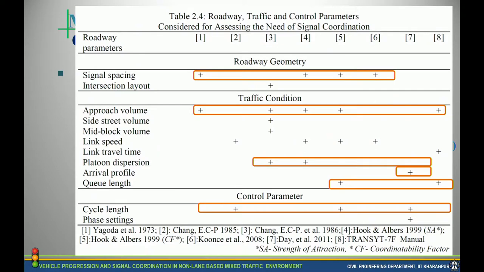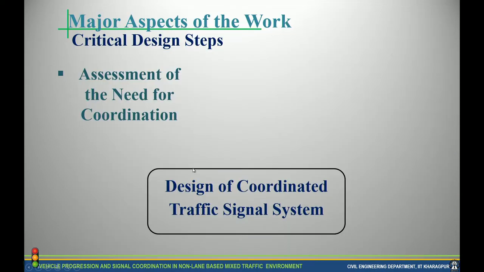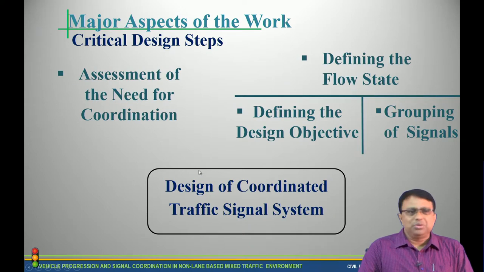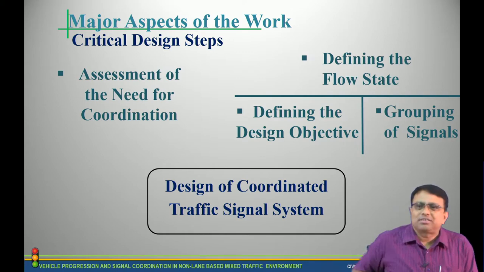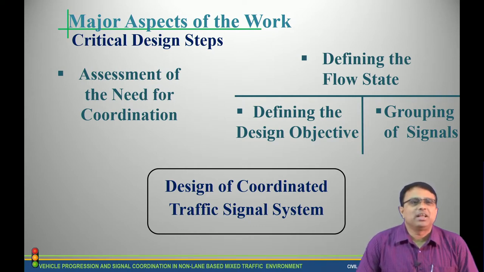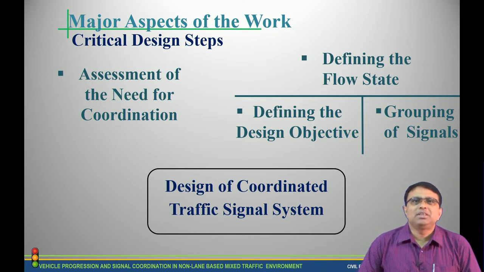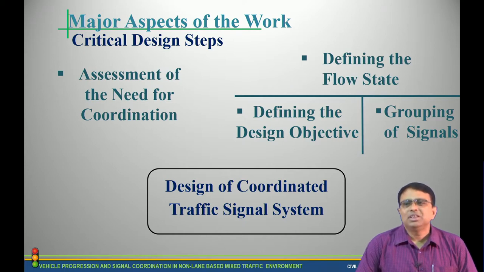The review is summarized here. You can see people have used signal spacing as one factor, approach volume as another, platoon dispersion as an important factor, and so on and so forth. Using these factors, we could also assess the preliminary need, whether signal coordination is likely to be beneficial. They cannot tell you exactly how much benefit you will get from signal coordination, but they are useful for taking an initial decision. So, they are good for initial decision making.